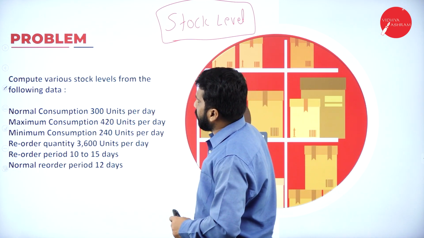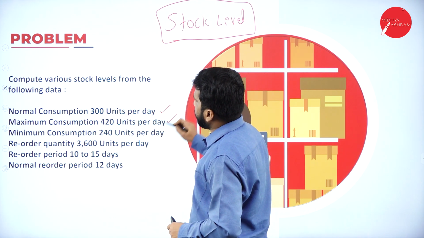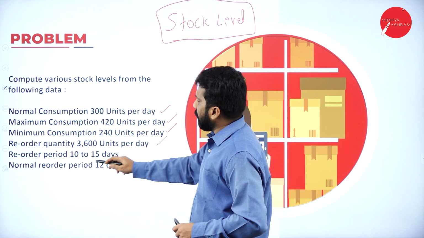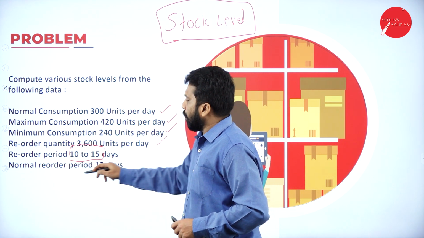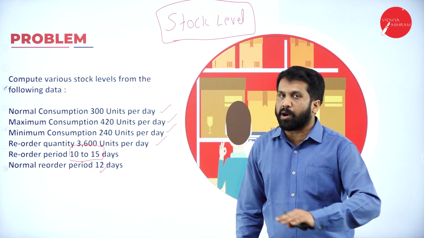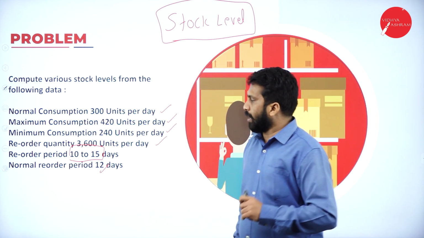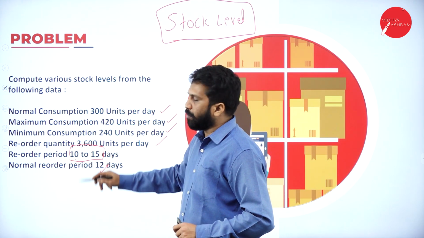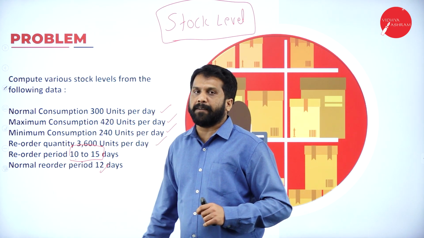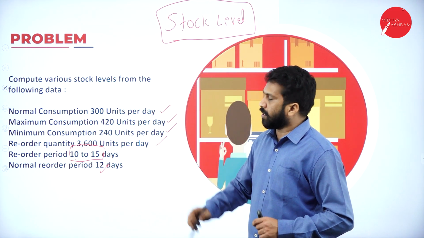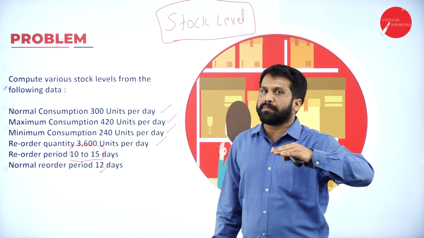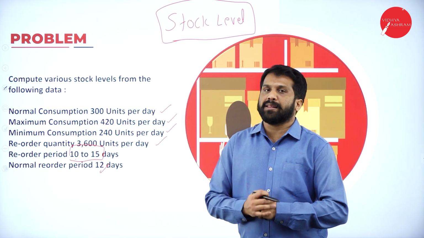Now, as per this, normal consumption, maximum, minimum, reorder period is 10 to 15, normal reorder period is 12. In case the normal reorder period is not given in the question, what to do? You have to go for 10 plus 15, how much? 25. 25 divided by 2, you will get 12.5. If the normal reorder period is not given, we should find 10 plus 15, it is 25. 25 divided by 2 is 12.5.